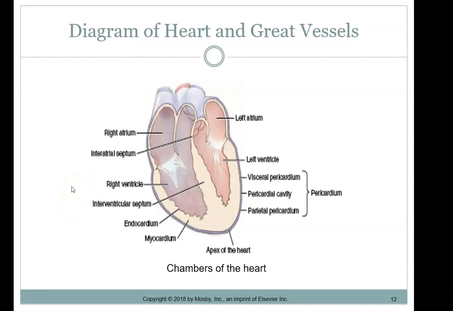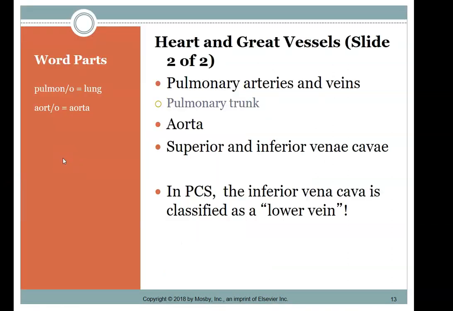And here's a diagram of the heart and the great vessels. Note the various great vessels. They show how the pulmonary trunk divides and splits to the right and left pulmonary arteries. We note that the trunk is a main vessel with vessels that split off of it. In PCS, the inferior vena cava is classified as a lower vein. Over on your left are your word parts. Pulmonal is lung and aorta is aorta.